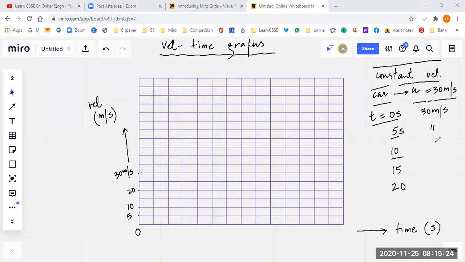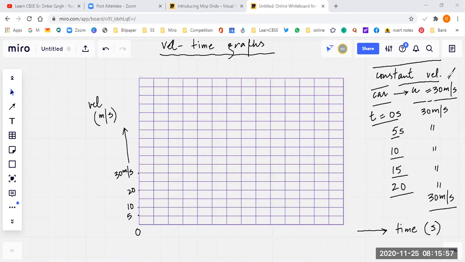After 10 seconds, what will be the velocity? 30 meter per second. After 15 seconds, 30 meter per second. After 20 seconds, again the velocity will be 30 meter per second. Same. Why? Because the car is moving at constant velocity. The driver is not pressing the accelerator, neither is he decreasing the race. So the velocity is constant.